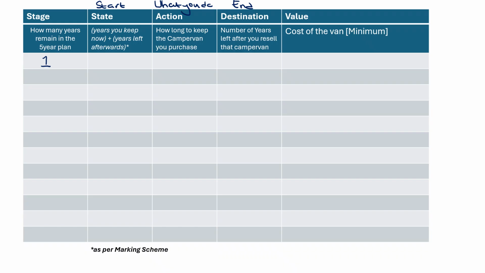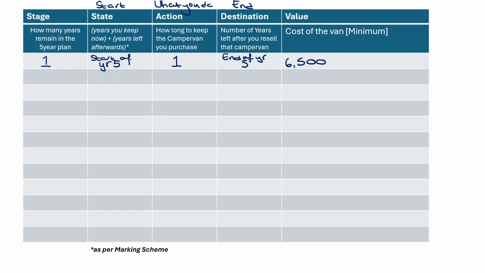So my state here is basically start of year 5. And then the action is I'm going to keep this for 1 year because that's all I can do. And that brings us to the end of year 5. What effectively that means is it brings us to the end of the question. So the cost of this, we've already done the hard work, and that's 6,500.